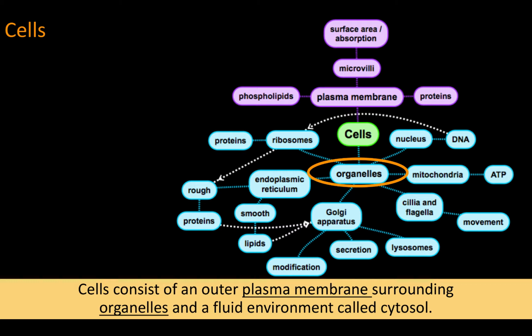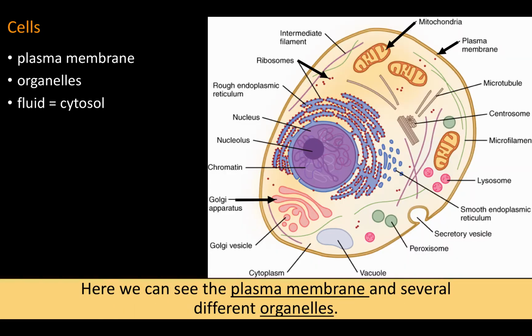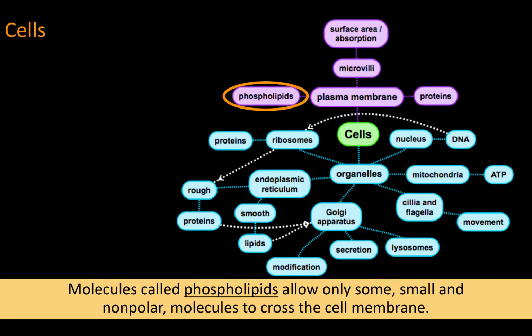Cells consist of an outer plasma membrane surrounding organelles and a fluid environment called cytosol. Here we can see the plasma membrane and several different organelles. Molecules called phospholipids allow only some small and nonpolar molecules to cross the cell membrane.